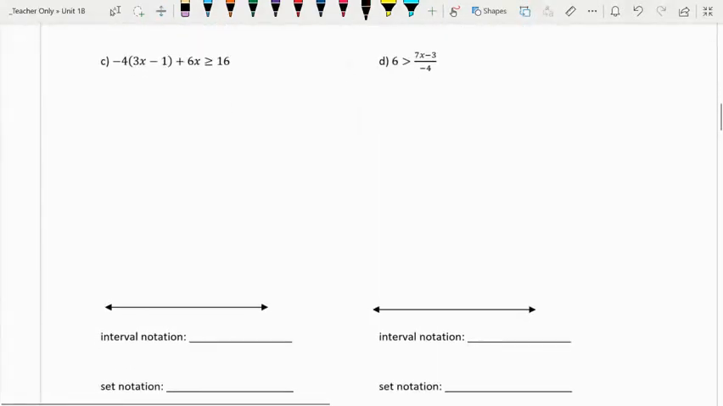So as we keep going, it just gets a little bit more difficult of problems. So on letter C, probably the first thing that I would do is distribute the -4. Once again, I know I'm multiplying by -4, but it's only one side, so we're just going to keep it the same. We have -12x plus 4 plus 6x is greater than or equal to 16. Now I'm going to combine like terms on the left. That would end up giving me -6x.